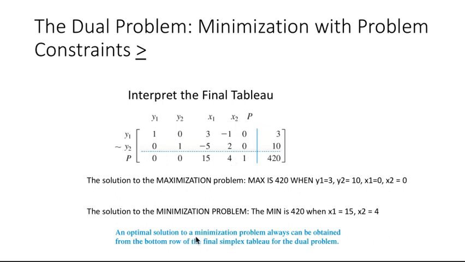So an optimal solution to a minimization problem can always be obtained from the bottom row of the final simplex tableau for the dual problem.